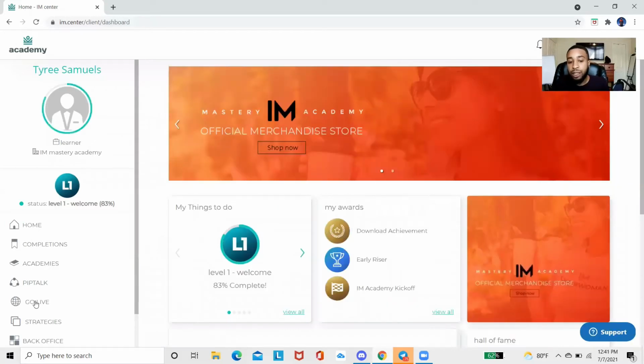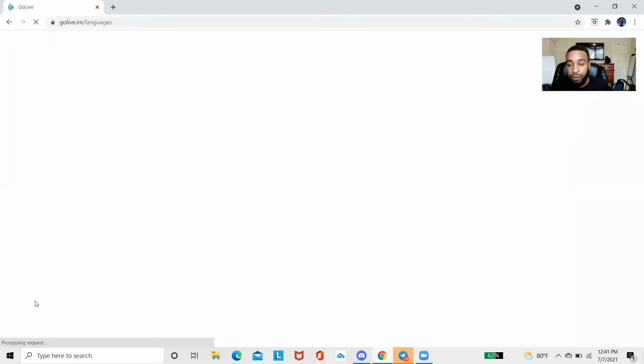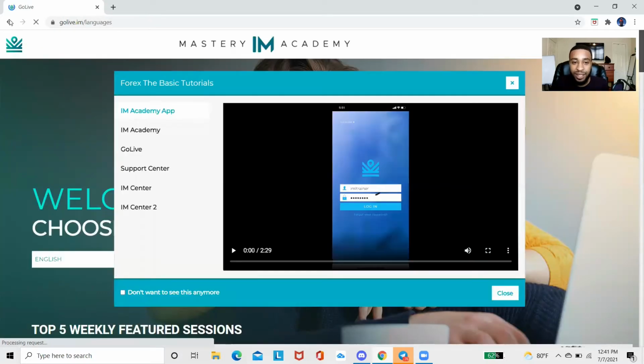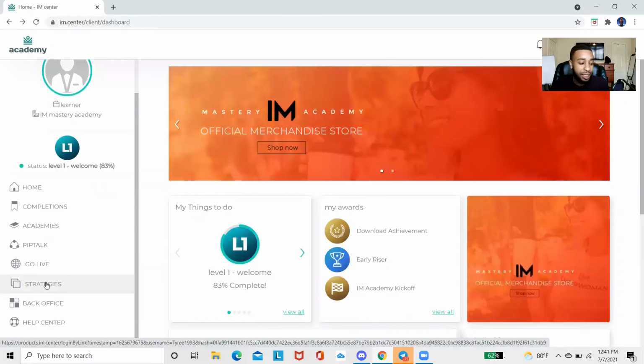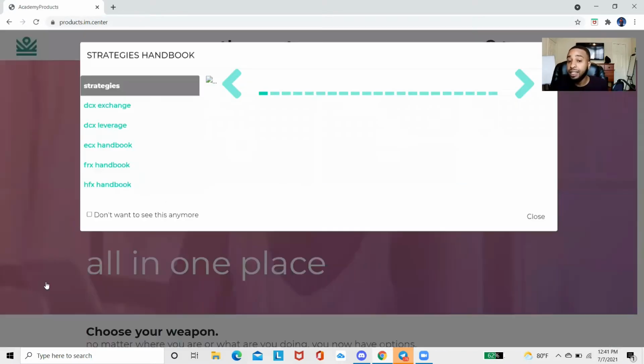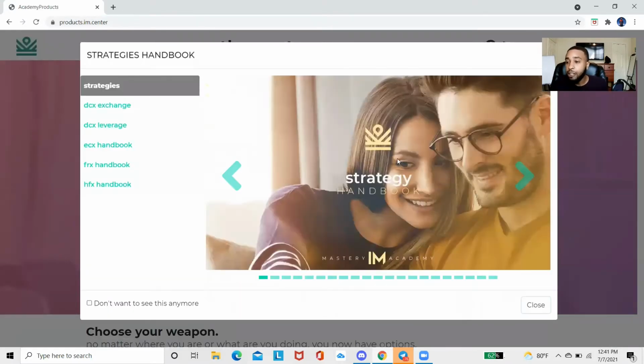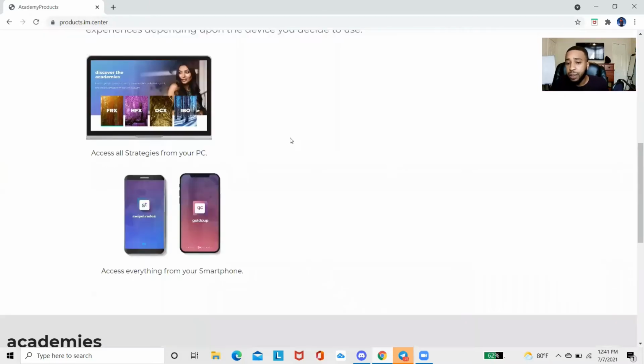Now, the next thing that we're going to do is we're going to go back to IM.Center. Now we're actually going to go to strategies. Okay. So we're going to click on the tab that says strategies right here, directly underneath Go Live. And now we're about to locate the pivot strategy so we can see what it looks like and then go about taking on the information so we can start applying it.